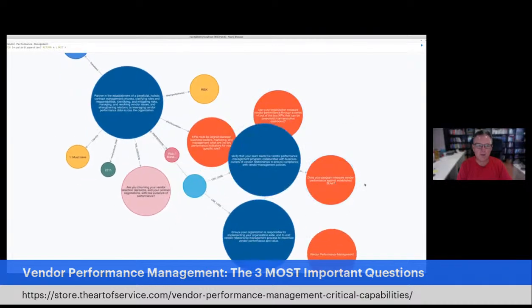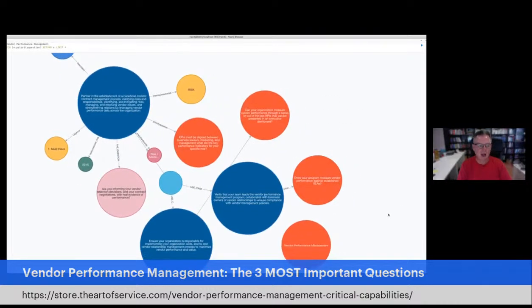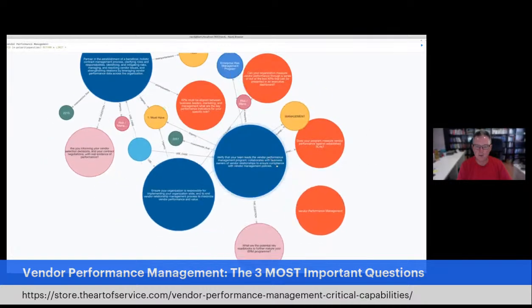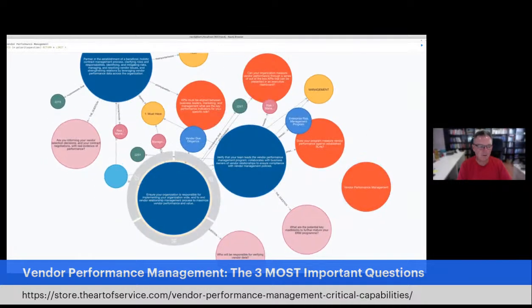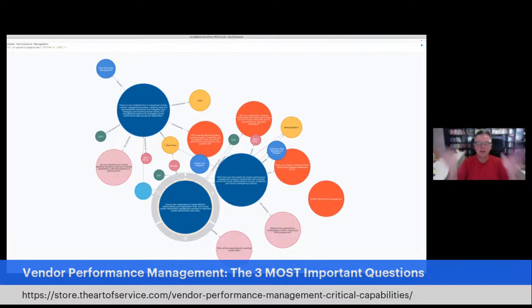I'm going to open all 3 of the most important questions to ask in relation to vendor performance management. I'm going to open them all 3 up. So we have a blueprint of this gets the conversation going in my organization to ensure that vendor performance management is under control. So do we have SLAs? That's this one here.